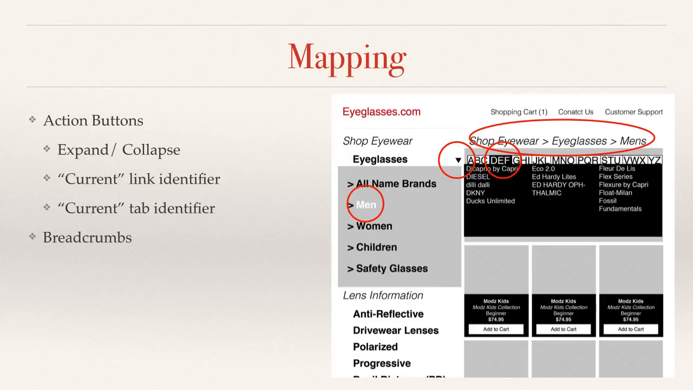These wireframes include mapping elements such as action buttons. On the eyeglasses link, there is an expand collapse icon that would indicate a drop-down menu. There is a current link identifier as well as a current tab identifier. You can see those in the left-hand navigation menu and also in the main content area on the top. There's also a breadcrumbs identifier at the top to help prevent users from becoming confused about the position that they are within the site.